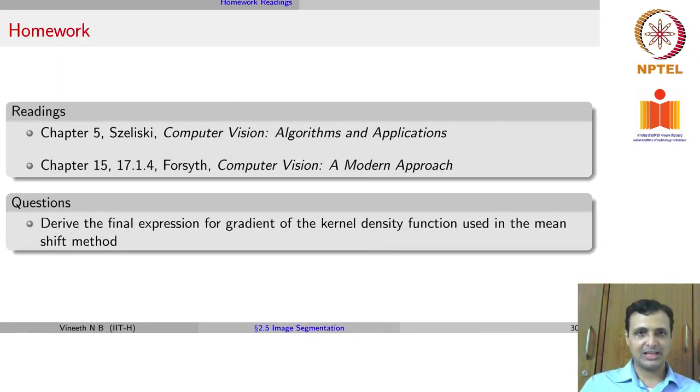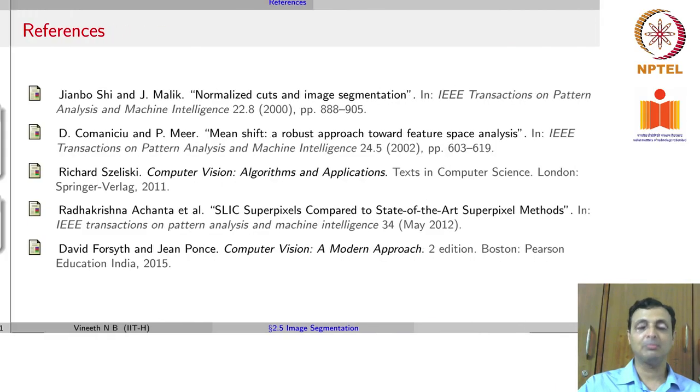That concludes this lecture, which gives you an overview of how image segmentation methods were used in the pre-deep learning era. Some of them, as I said, were used actually even with deep learning methods, although not as much at this time. But for more readings, please do read these references given here. And recall, we left one derivation as homework for you. Go back and see how to derive the final expression for the gradient of the kernel density function used in the mean shift method. There are some references.